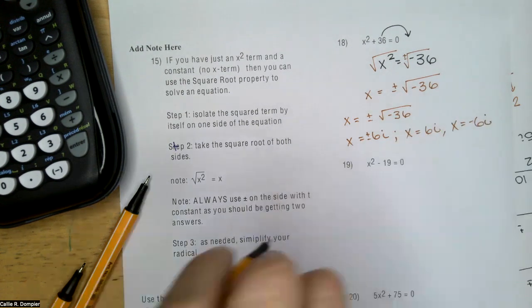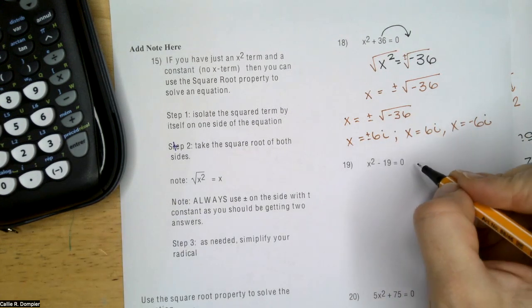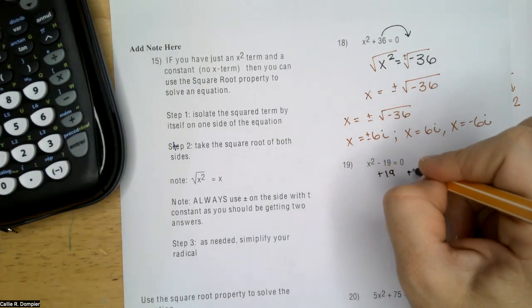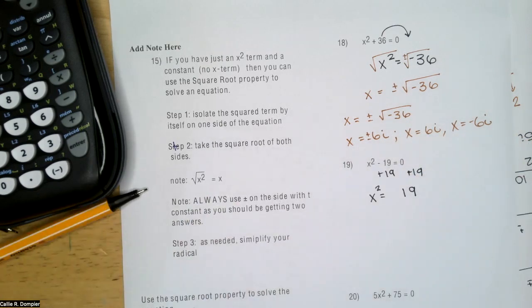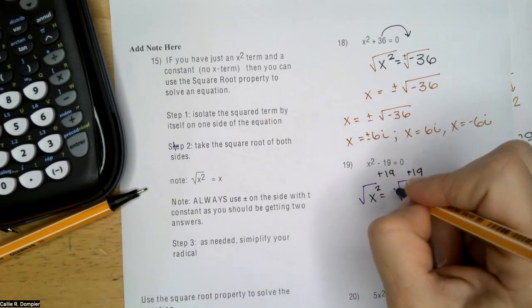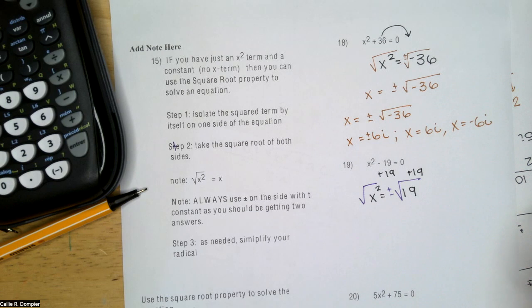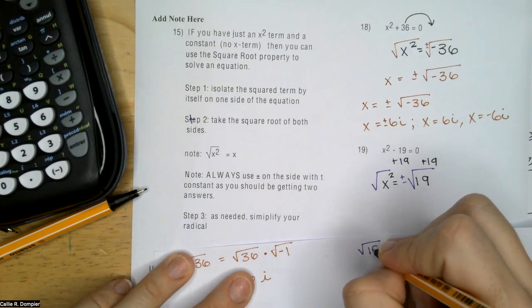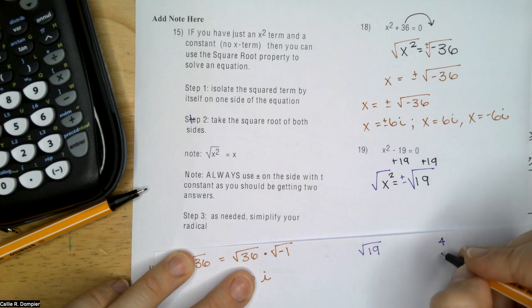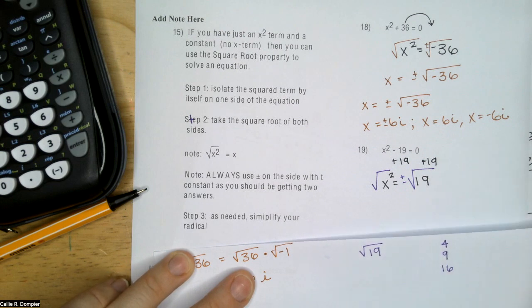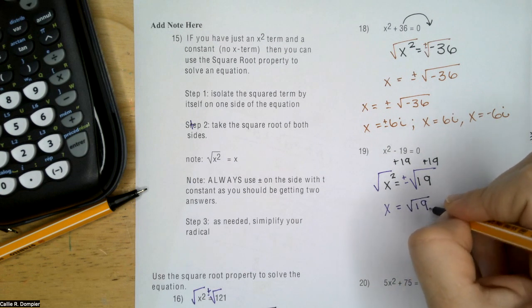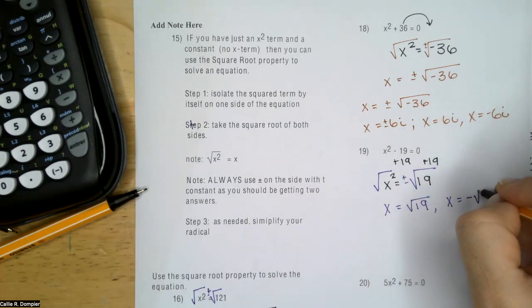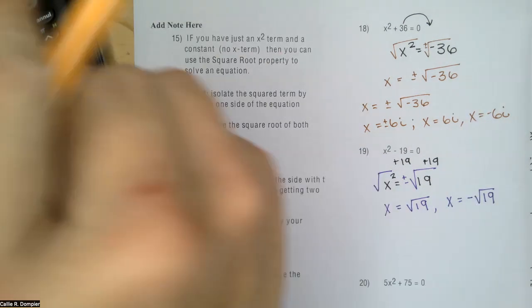Good. Here we want x squared alone, with the constant over here, so we're going to add 19. x squared equals 19. Take the square root, add the plus or minus. Good. The square root of 19, can I divide it by 4? Can I divide it by 9? Can I divide it by 16? No, right? So we just say x is the square root of 19, x is negative square root of 19.